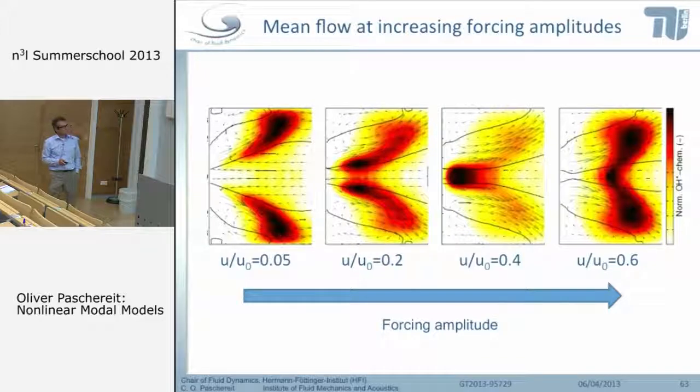If we look at the forcing amplitude, then we also see that the forcing amplitude modifies our mean field. So what you see here is the mean flow field, and on top of this, you see the flame measured by the chemiluminescence. And you can see that the flame shape is changing and the mean flow field is also changing.